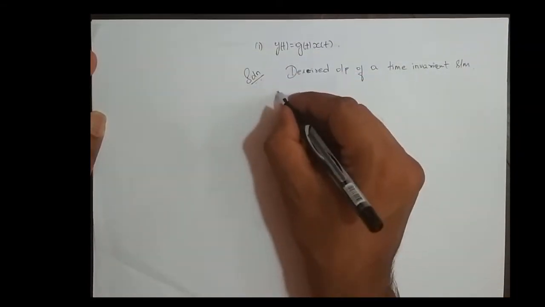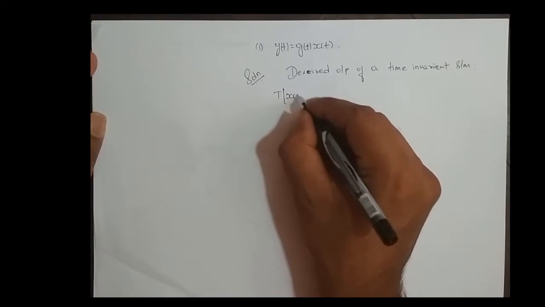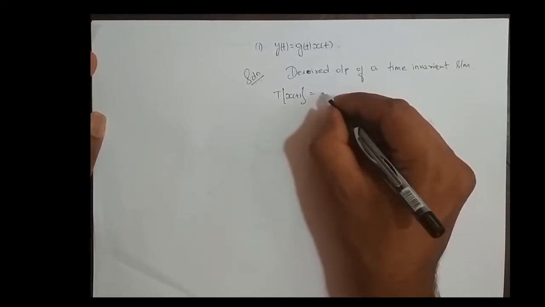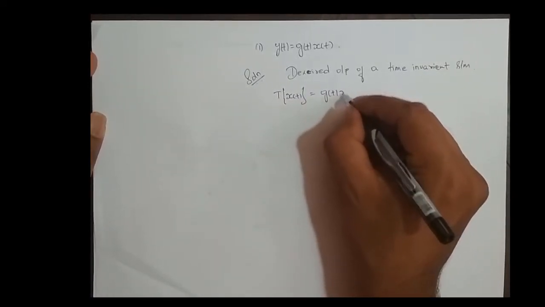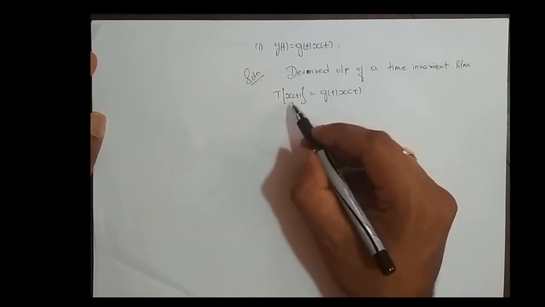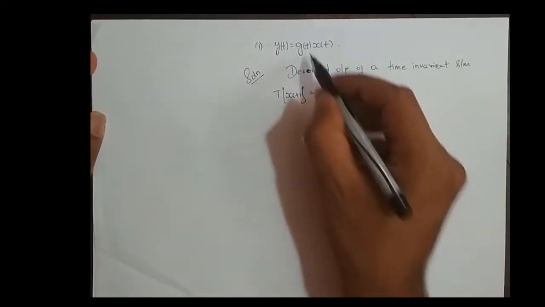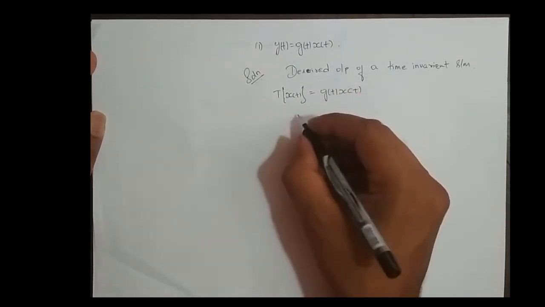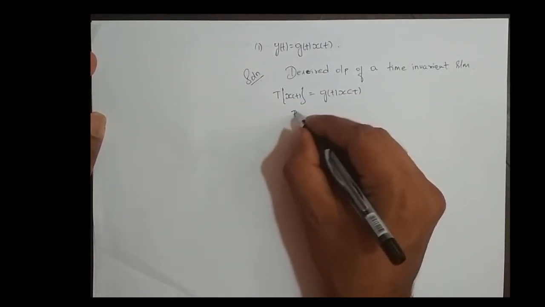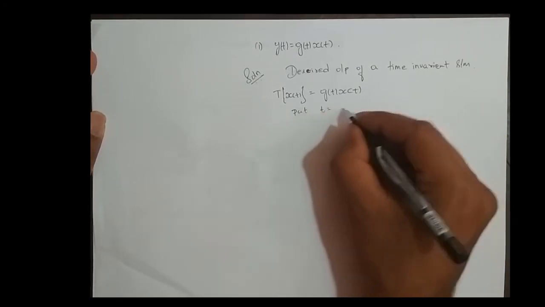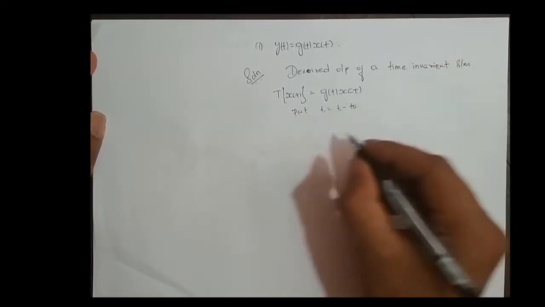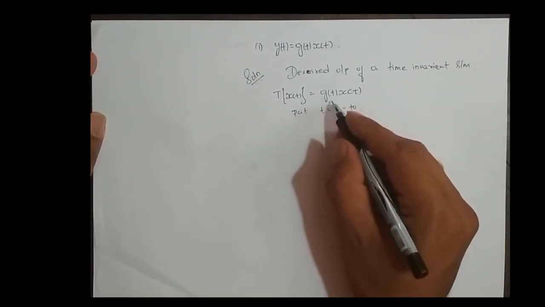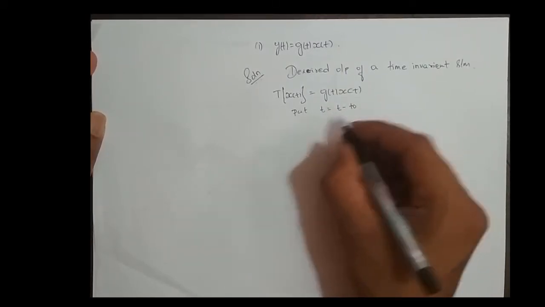We can write this as transformation of input signal x of t results in output signal g of t into x of t. So transformation of x of t is y of t, and y of t is g of t into x of t. So to get the desired output of a time invariant system, what we do is put t is equal to t minus t naught. So wherever t is there in this equation, we'll replace it by t minus t naught.